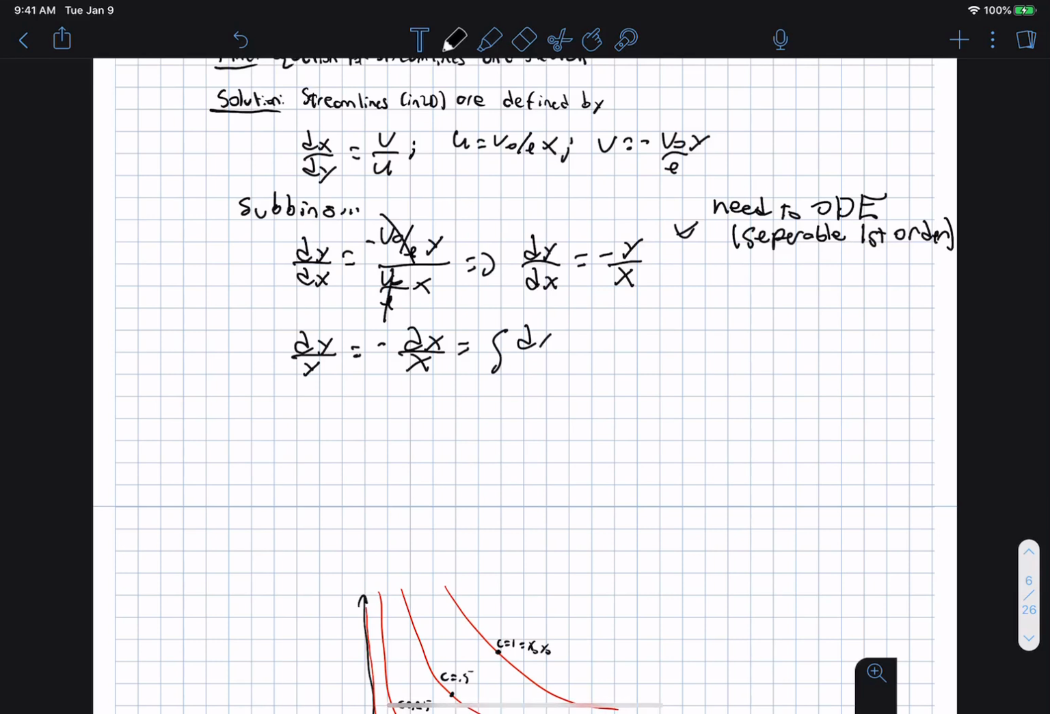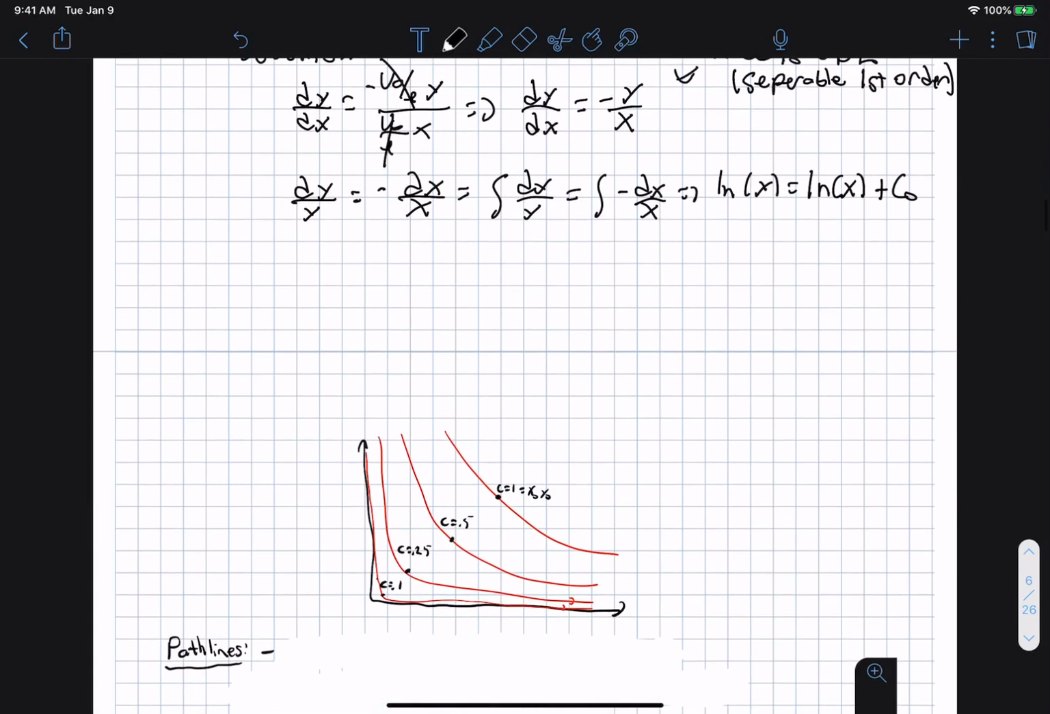So the integral of dy over y equals the integral of minus dx over x, and integrate, so this implies that the log of y equals minus the log of x plus some constant, and I'll call that c0. Going through some algebra, that should be minus ln of x, sorry about that.